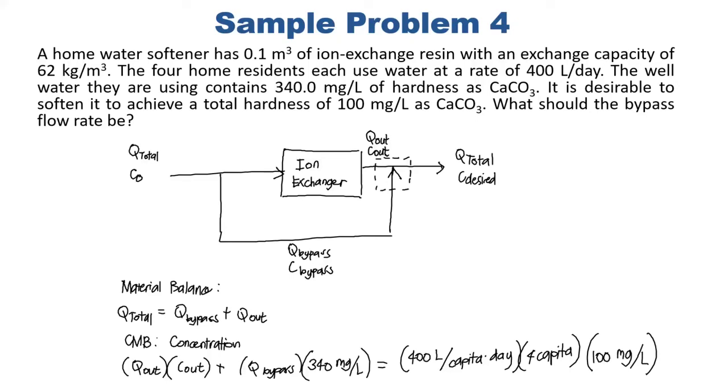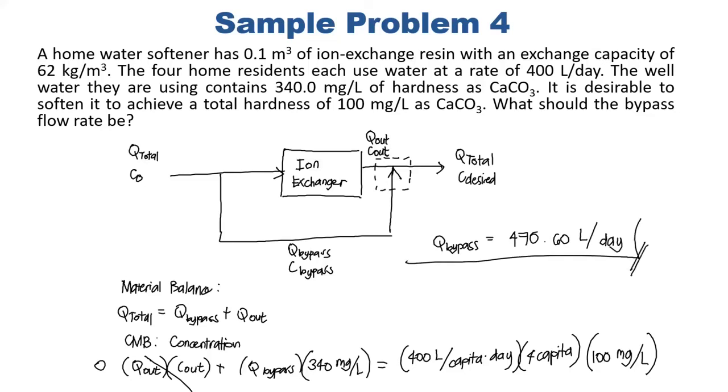Assuming that 100% of the hardness is removed, the concentration of the outlet is equal to 0. So we will just cancel these out here. So the remaining is the volumetric flow of the bypass and the volumetric flow total. So for the volumetric flow bypass, we have 470.60 liters per day. Okay, so this is now our final answer.